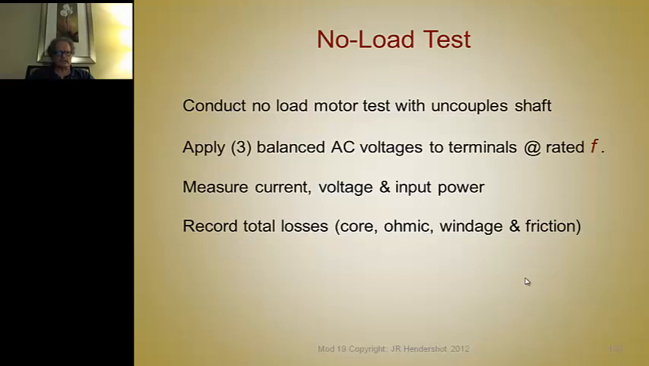The no-load test is conducted by taking the motor and uncoupling it from any load. It's a free shaft, and you apply 3 balanced AC voltages to the terminals at rated frequency, and measure the current and the voltage and determine the input power. Record the total losses: the windage, the ohmic losses, core losses and friction.